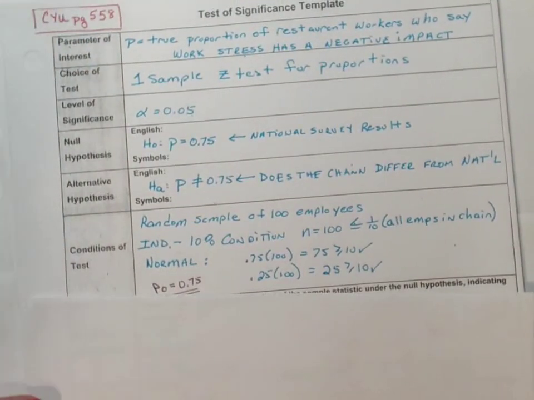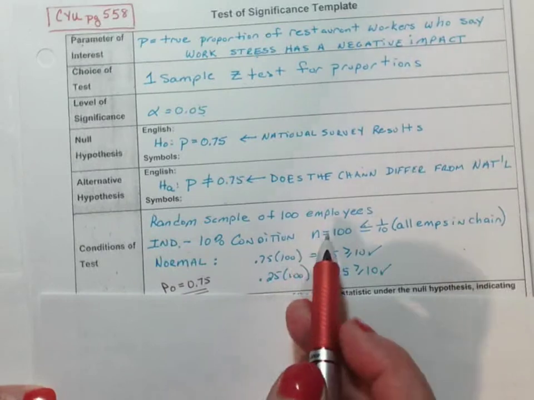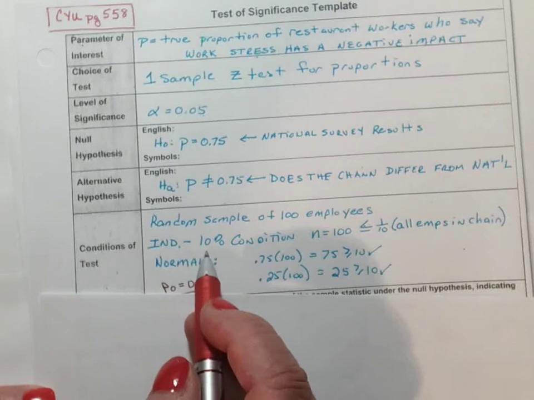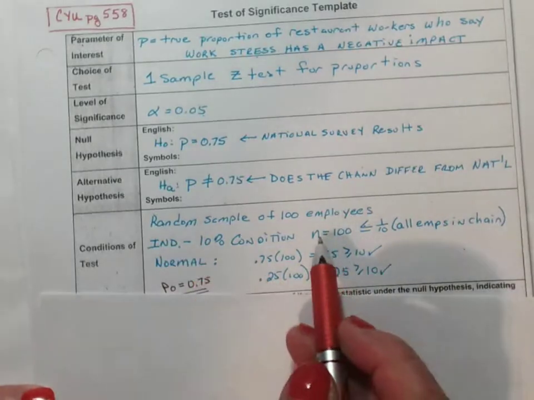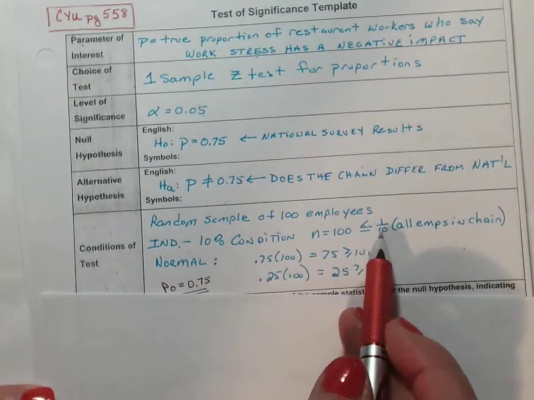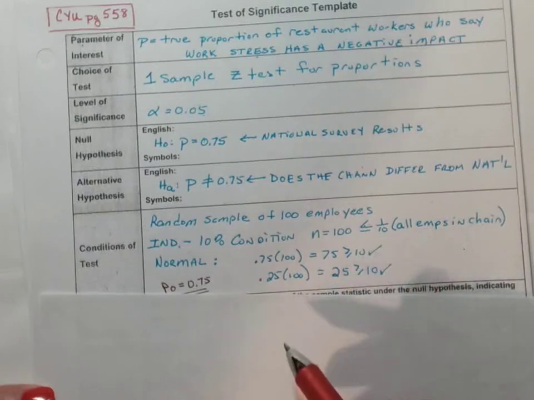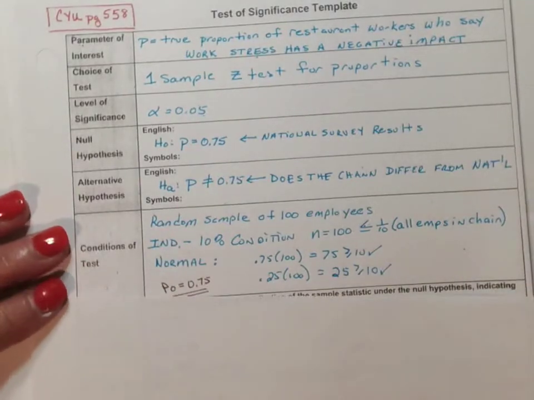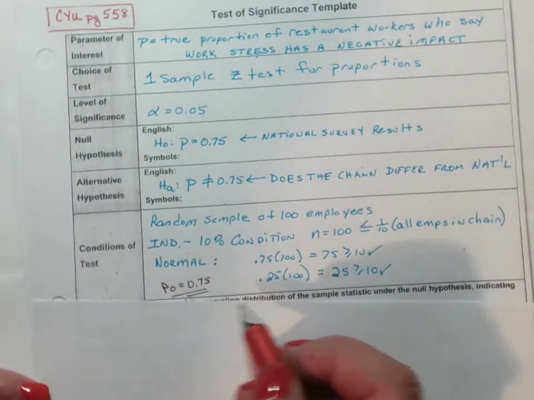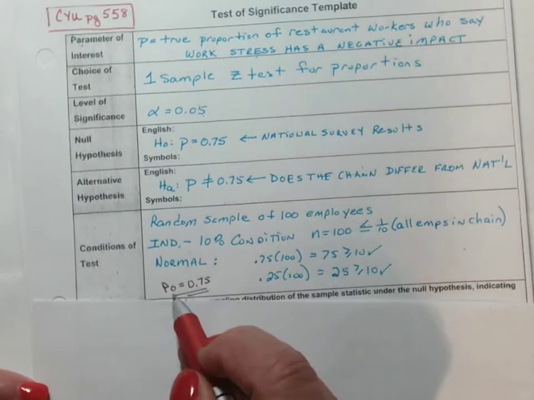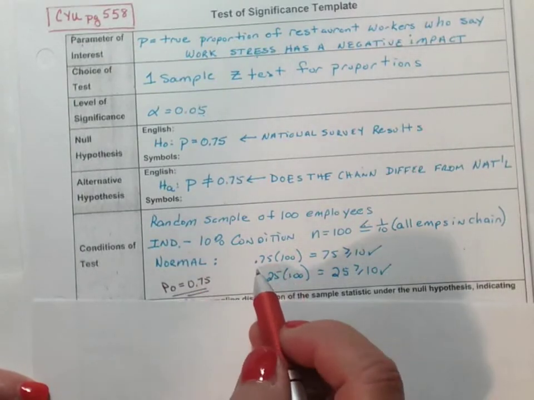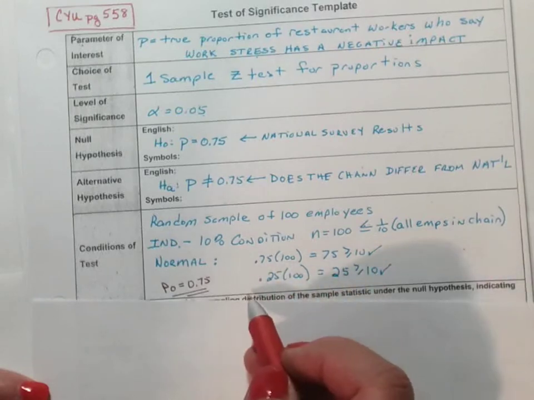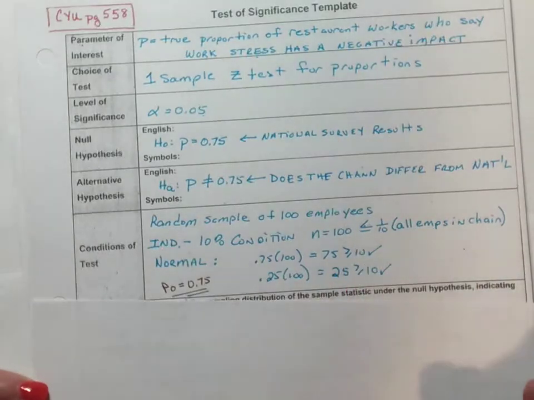Conditions. Okay, we took a random sample of 100 employees. Since we're sampling without replacement, the 10% condition says that our sample size has to be less than or equal to 1/10 of all employees in this chain. Since we are doing a test of hypothesis, the normal condition is based on p0, and so we have to check both successes and failures to make sure that they are both greater than 10.